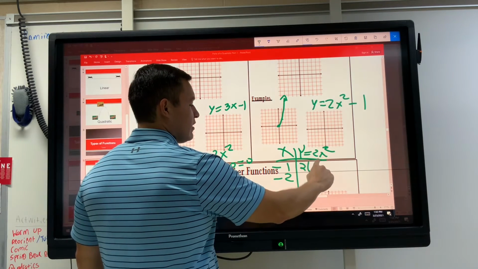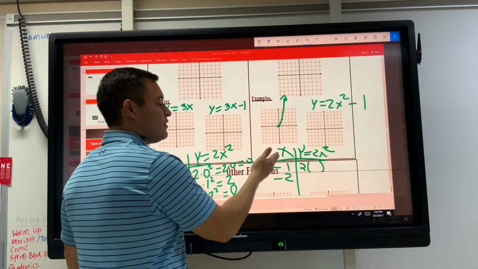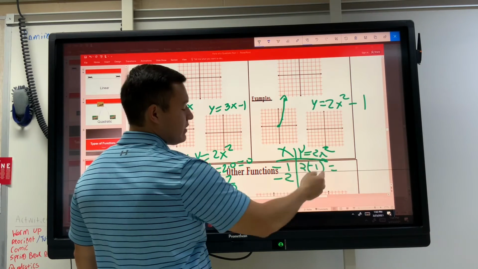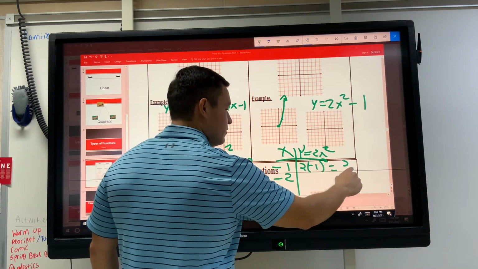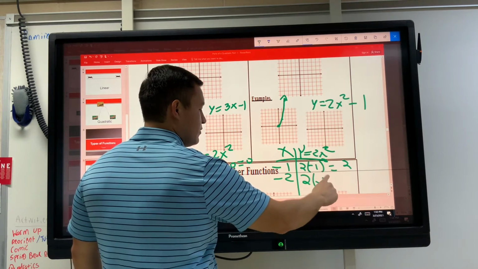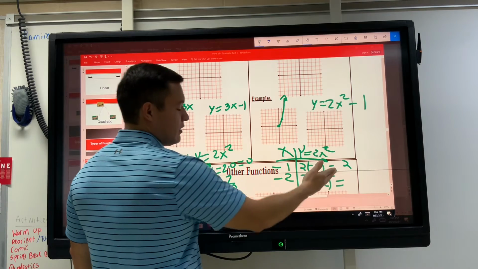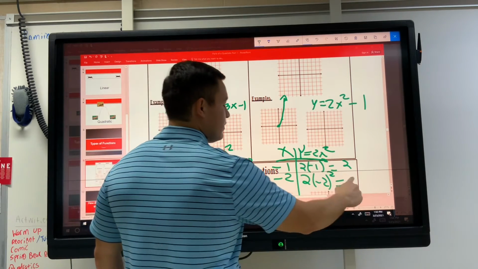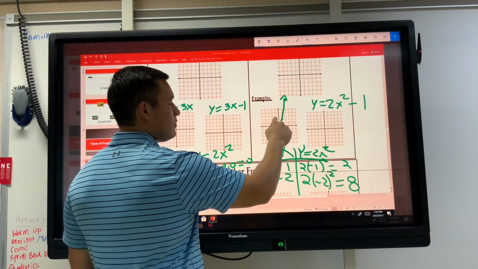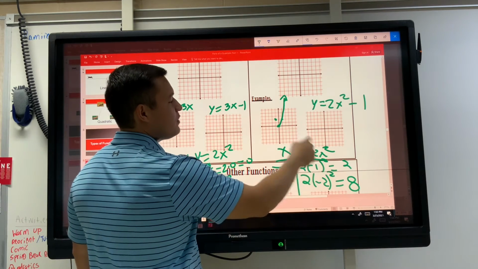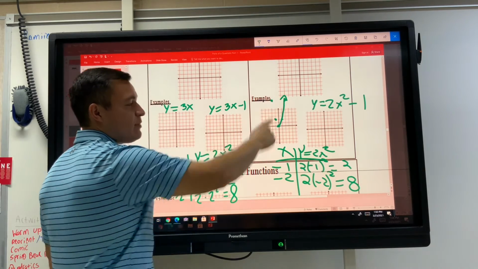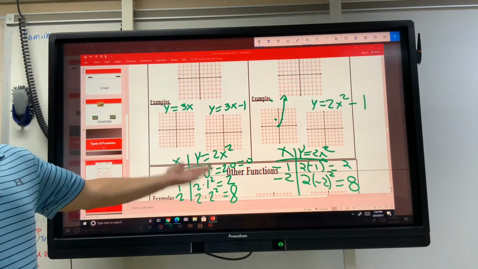2 times whatever we plug in for x, which is -1 squared. -1 squared is 1 times 2 is 2. 2 times -2 squared. -2 squared is 4 times 2 is 8. So -1 goes with 2. -2 goes with 8. It should be exactly the same height as that other dot because over here we also got an 8.